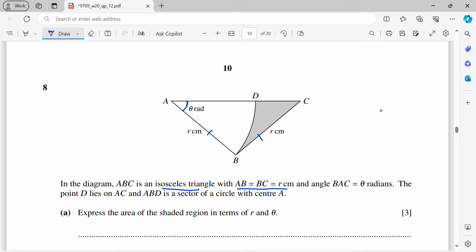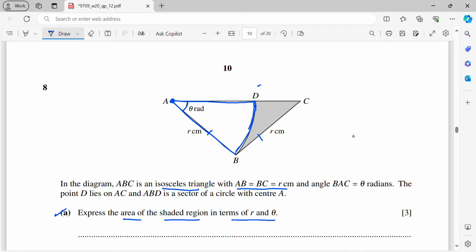Now, the point D lies on AC. Okay, this is a point D. And ABD is a sector of a circle with center A. Okay, this is ABD. This is a sector. Center A. Express the area of the shaded region in terms of R and theta.